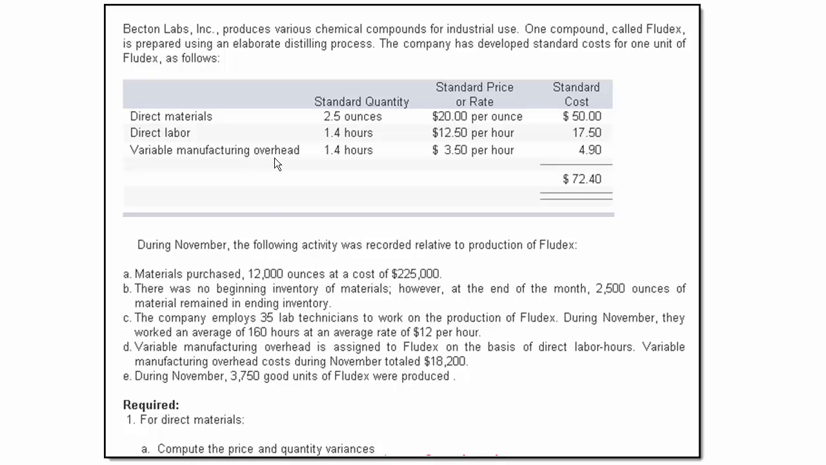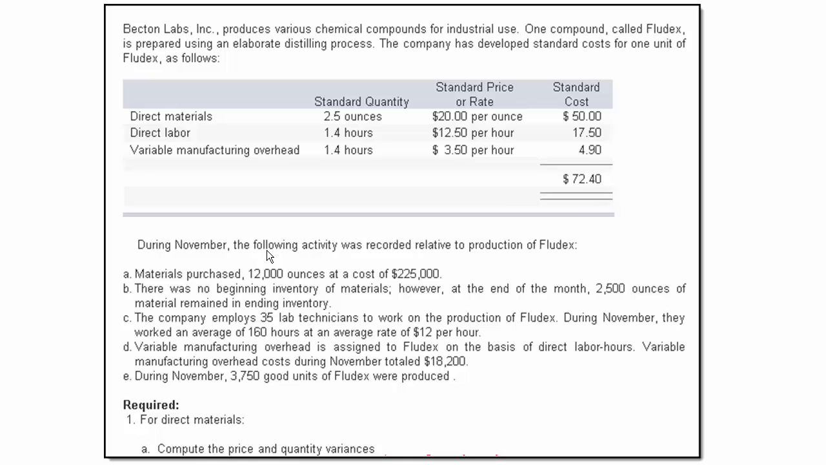Variable manufacturing overhead is also known. It's given at 1.4 hours, and it's applied at $3.5 per direct labor hour. Okay, so that cost becomes $4.90, so that we know there's a standard cost of $72.40.